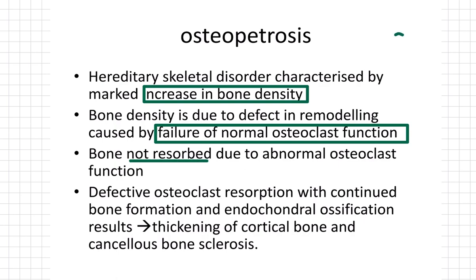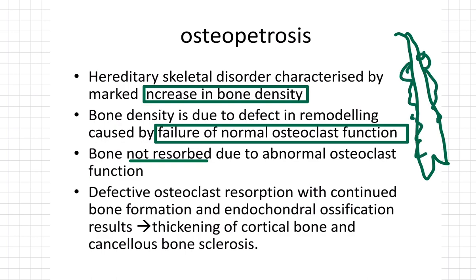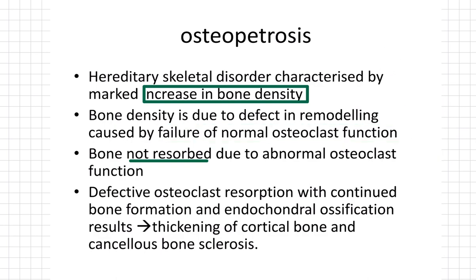Suppose this is a bone, and during growth different types of excessive areas are present. What does the osteoclast do? This osteoclast removes the extra part, and it is responsible for remodeling. But as the osteoclast is defective, it is not possible for it to do its normal function. So with defective osteoclast resorption, only bone formation continues, but there is no resorption, and endochondral ossification results, and there is also thickening of the cortical bone and calcaneus bone sclerosis.